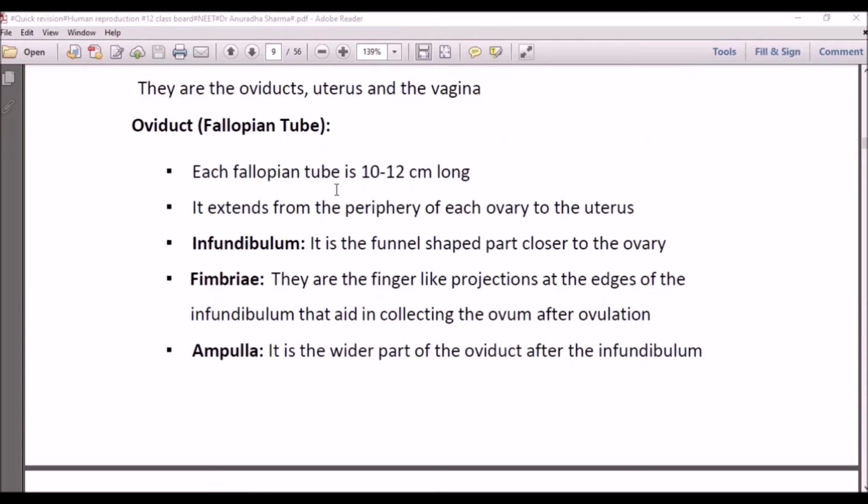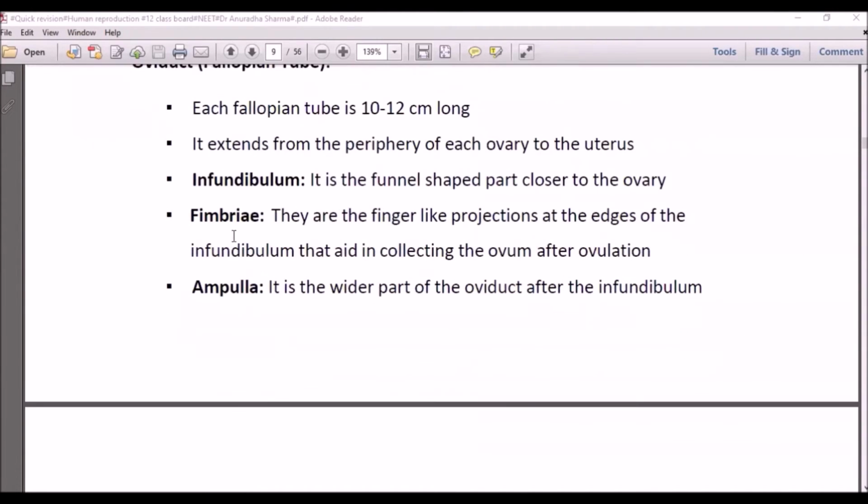Each fallopian tube is 10 to 12 centimeters long, and it extends from the periphery of each ovary to the uterus. Now it is divided into the infundibulum. Infundibulum is the funnel-shaped part which is very close to the ovary. Fimbriae, I have already told you, are finger-like projections present at the edges of the infundibulum, and they aid in collecting the ovum after ovulation.